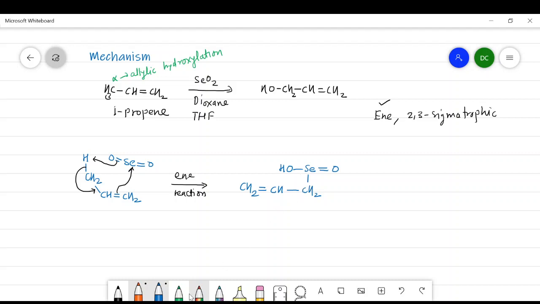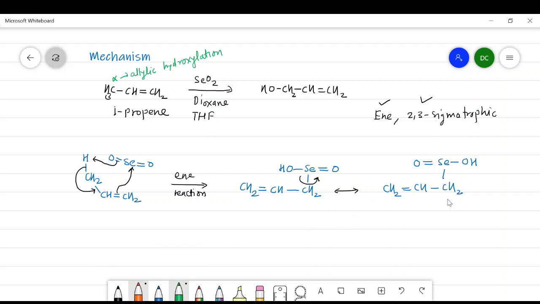Now what happens? In the second step, there is a 2,3 sigmatropic rearrangement reaction. For that purpose, we have to rotate this carbon-selenium bond, and after rotation, we get CH2 double bond CH, then CH2 here, selenium as it is, but the double bond oxygen came on this side and the OH group on this side. So just rotation of this bond, and then the sigmatropic rearrangement occurs.